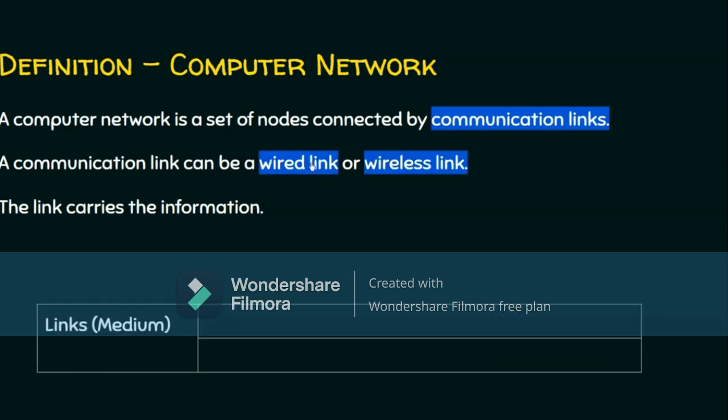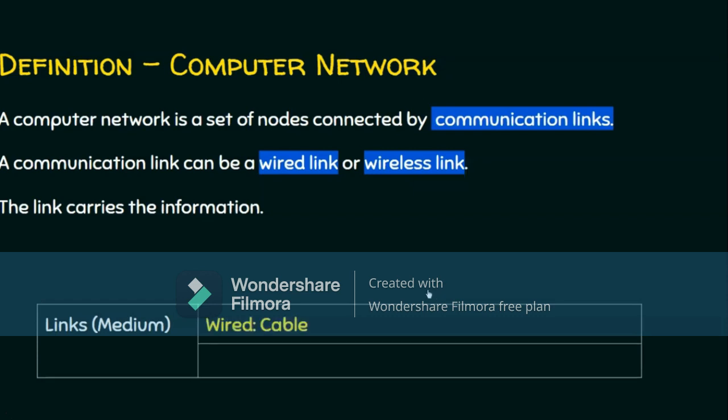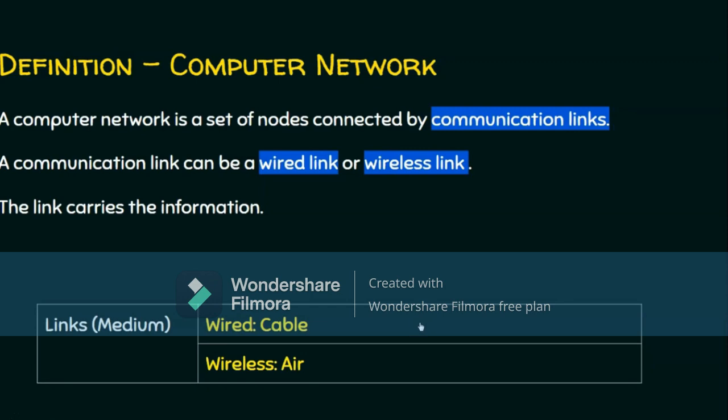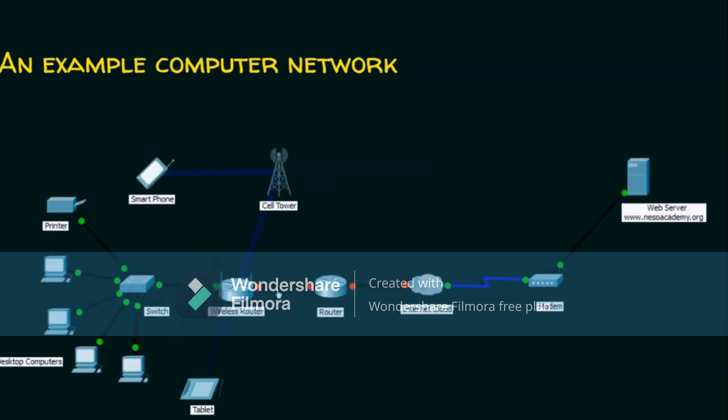So we have two kinds of communication links. One is a wired link, another one is a wireless link, and the link only carries the information. We shall see some examples. Cable is the best example for a wired link, and air is the best example for wireless. Now let's take this example, where this example involves lots of nodes and so many links. If you observe, certain links are wired links and certain links are wireless links. So this is a perfect example of a sample computer network.